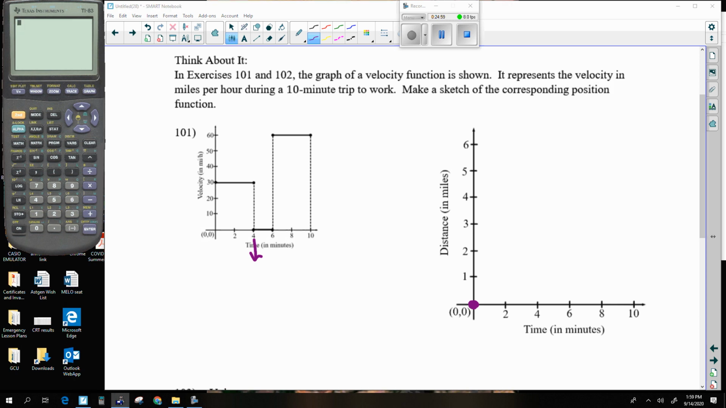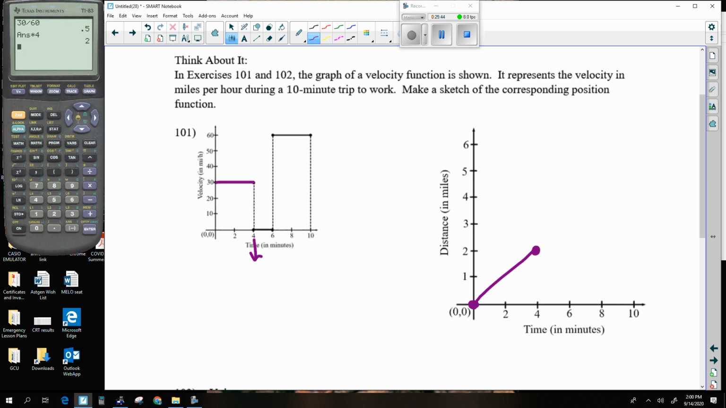So if you go 30 miles an hour, you go, what, a half a mile a minute? Half a mile a minute. So 30 miles an hour is a half a mile a minute. And thus, if I go for 4 minutes, I am going a grand total of 2 miles. Okay, so that's that. I went a consistent 30 miles an hour for 4 minutes.